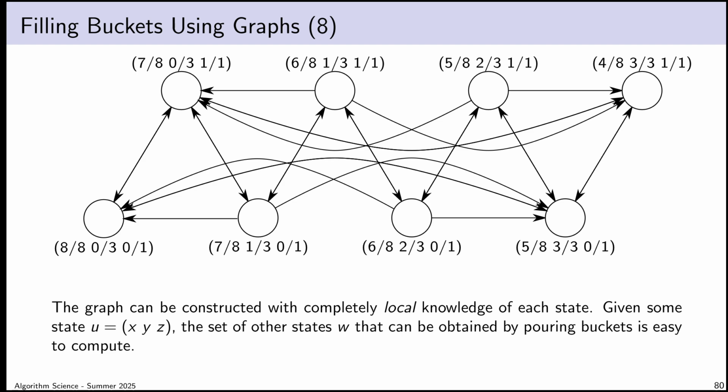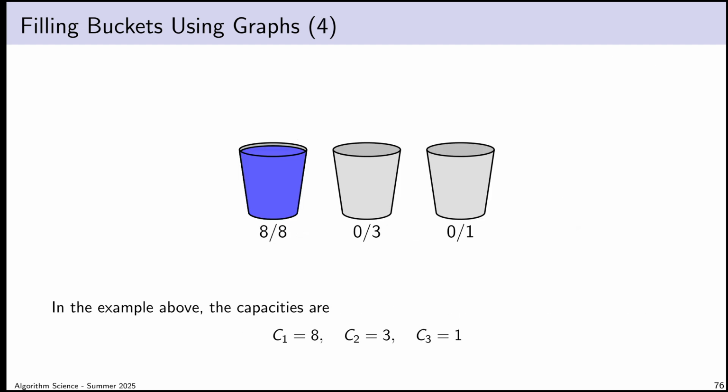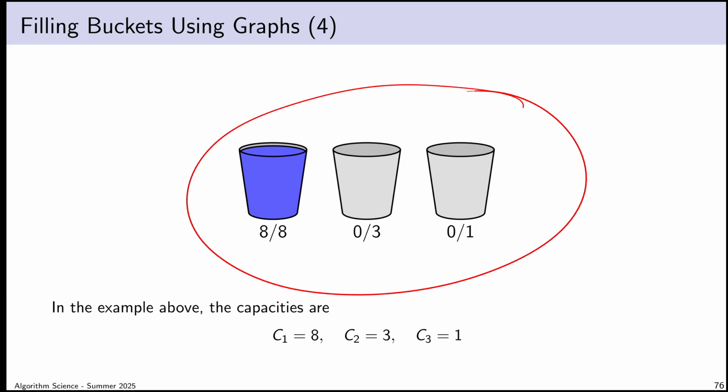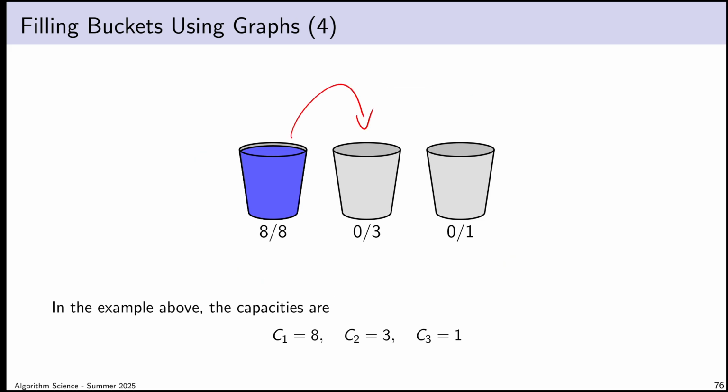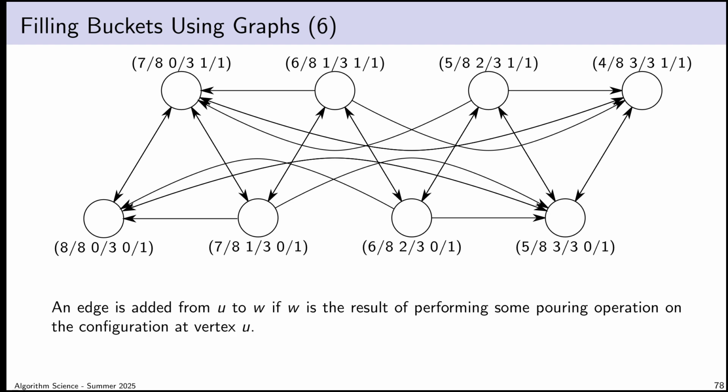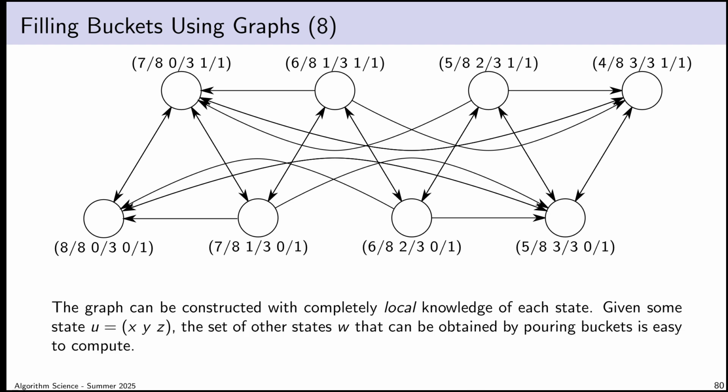Okay, so I can construct the graph itself with very local knowledge. All I do is look at the state of my system. Let's go find the diagram of buckets. There it is. So I look at this state here, and I just try all possible pouring operations. And then once I'm done that, I have a list of all the states I can reach from my current location, which means I can build the graph with local knowledge of each state.